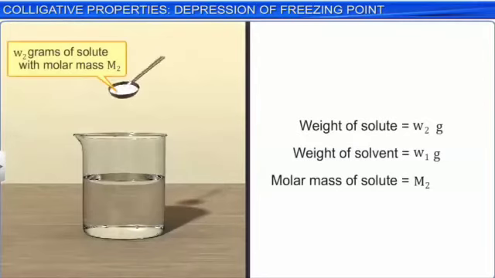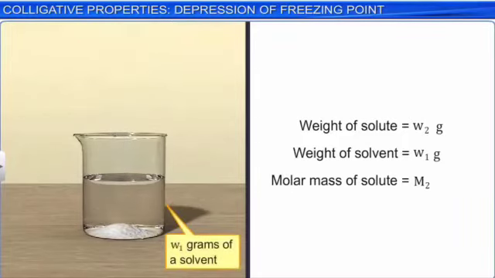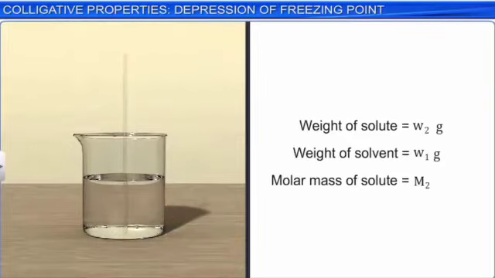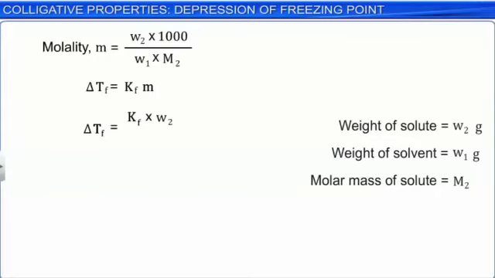If W2 grams of a solute with molar mass M2 is dissolved in W1 grams of a solvent, then molality m of the solution is given by W2 multiplied by 1000 divided by W1 multiplied by M2. Substituting this value of molality in the freezing point depression equation, we get depression in freezing point delta Tf is equal to Kf multiplied by W2 multiplied by 1000 divided by W1 multiplied by M2.